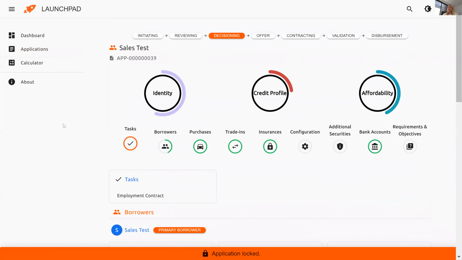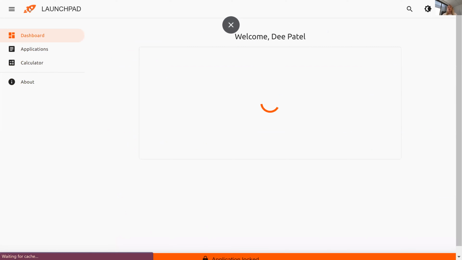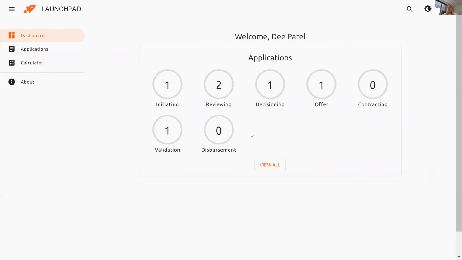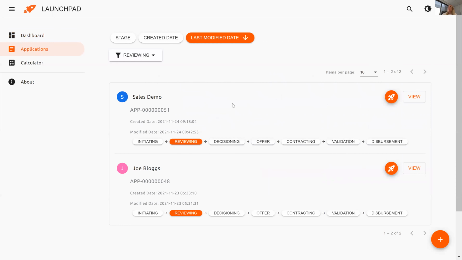Perfect. So anytime you want to go back, obviously you can go to application, or you can go to dashboard, or you can click the Launchpad logo, exactly like the last one. This little dashboard here is really, really cool. It just means you can see an overview of all the current applications that you've got in play right now. So one in initiating, one in review, one's decisioning, one's at offer, one's at validation, which is our payout point. Okay, we can go back into this view.